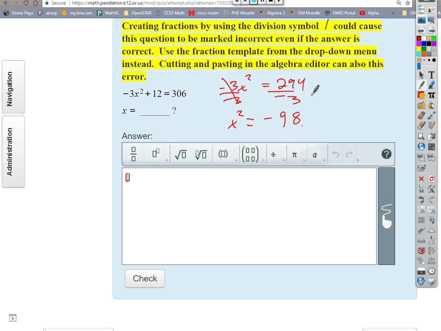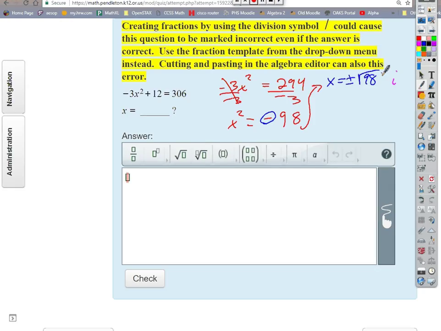So we're going to get x equals plus or minus. What do I do about that negative when I square root both sides? Okay, we know we're getting an i. Good. And I've got the square root of 98.